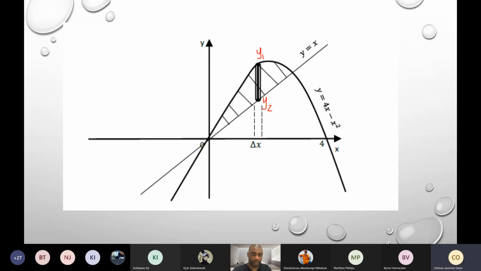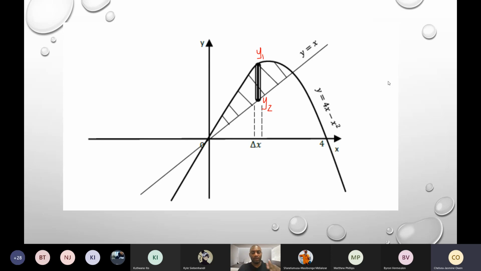Yes, Chelsea. So it will always be the top graph that will be y1. Yes. Just make the top graph y1. If your formula is volume, it will start with y1 squared minus y2 squared. If you're calculating area, it's just y1 minus y2. So just make your top graph y1 and let your formula start with y1. So it will always be y1 on the top and y2 on the bottom.